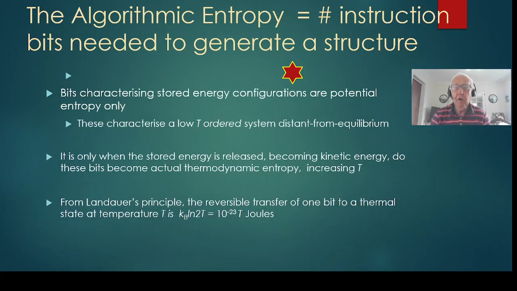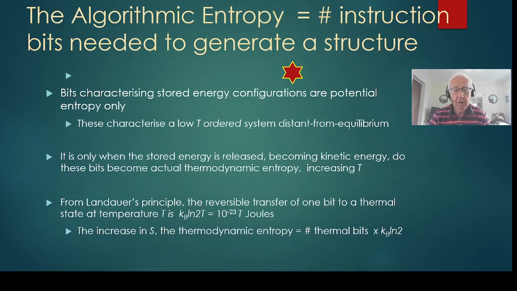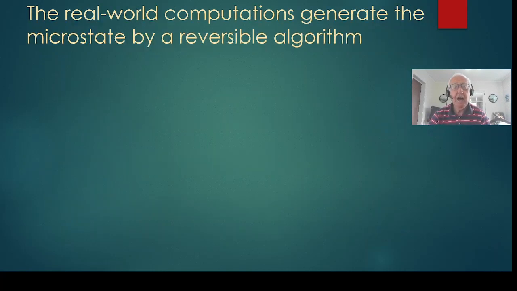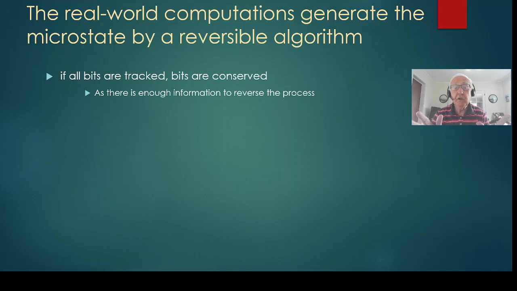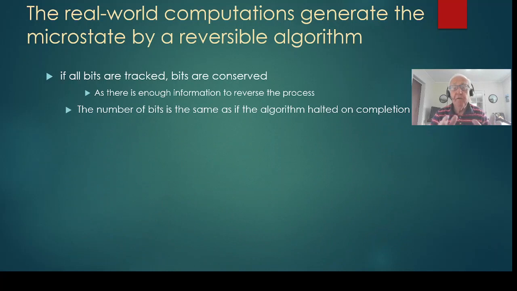From Landauer's principle, the reversible transfer of one bit to a thermal state at temperature T is equivalent to the transfer of 10^-23 T joules. The increase in S, the thermodynamic entropy, is the number of thermal bits times this multiplier. The real-world computations generate the microstate by a reversible algorithm. If all bits are tracked, bits are conserved, as there is enough information to reverse the process. The number of bits is the same as if the algorithm halted on completion of the process.